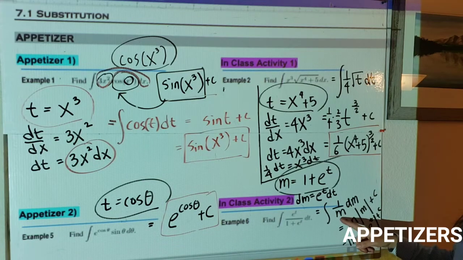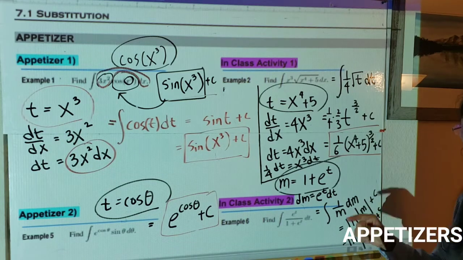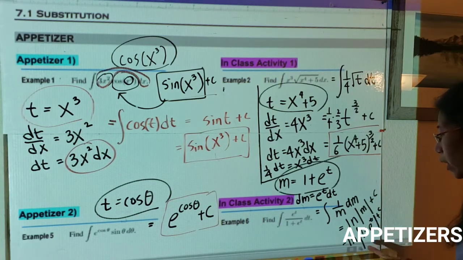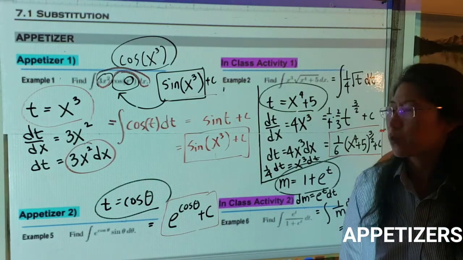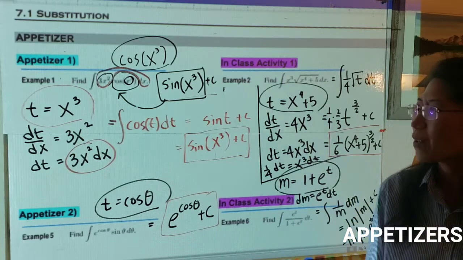As you've been doing homework, you see that 1 over m. We've been saying natural log of m. However, we have to put the absolute value. When you go backwards, it has to be always positive. So m is 1 plus e to the t, and that's the answer I got. So keep trying with me. Actually, substitution is really fun for me. It's like a game, so keep playing one by one.